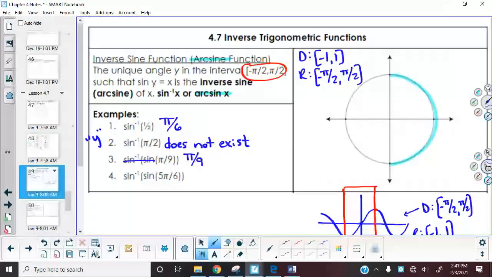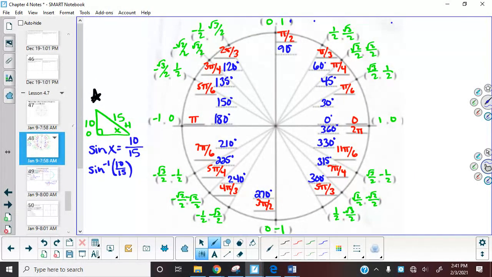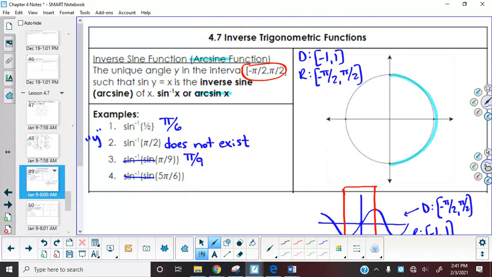This one, the number 4, if we were to cross these off because they cancel each other out, 5 pi over 6 will be over here at 5 pi over 6. That's not in quadrant 1 or 4. So we would have to take this all the way over here to this one because it has the same y value of 1/2. And so therefore, my value for this one is going to be pi over 6. Okay, so that's the sine. Again, you are looking for your y values that correlate, and then you're getting your radians that produce that y value.